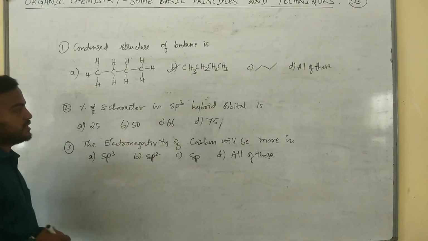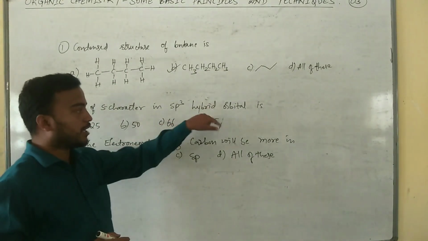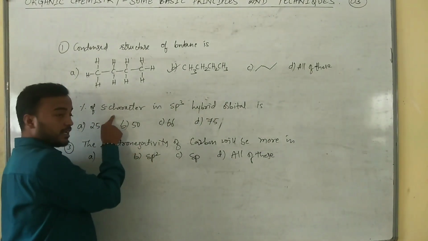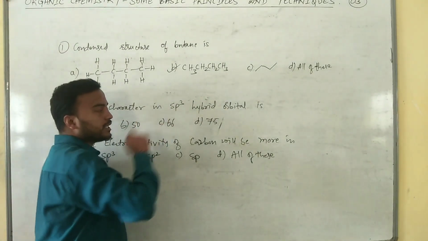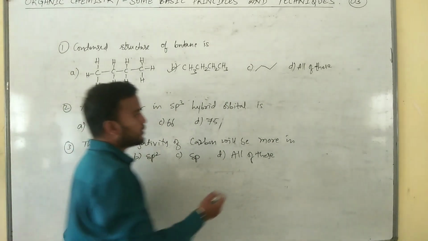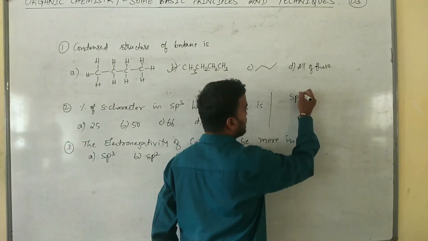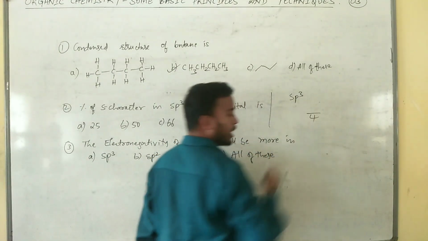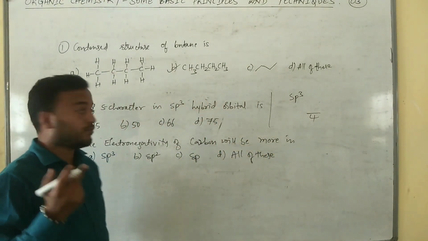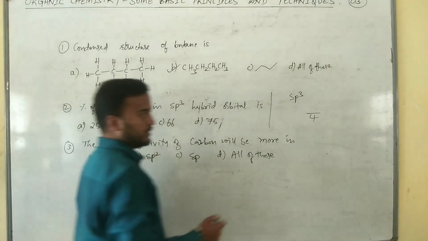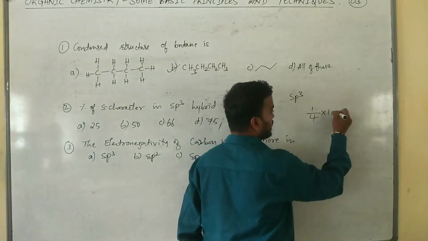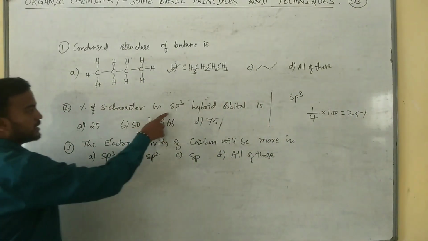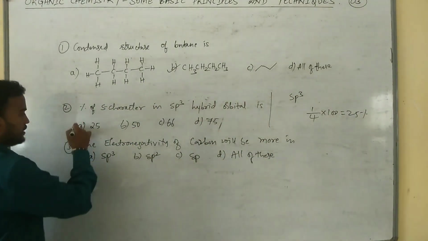Next one, the percentage of S character in sp3 hybrid orbital is. He is asking the percentage of S character in sp3 hybridized orbital. So sp3 means we have total 4 hybridized orbitals. Out of 4 hybridized orbitals, we have only one S hybridized orbital, into 100. So we will get 25%. So the percentage of S character in sp3 hybridized orbital is 25%.